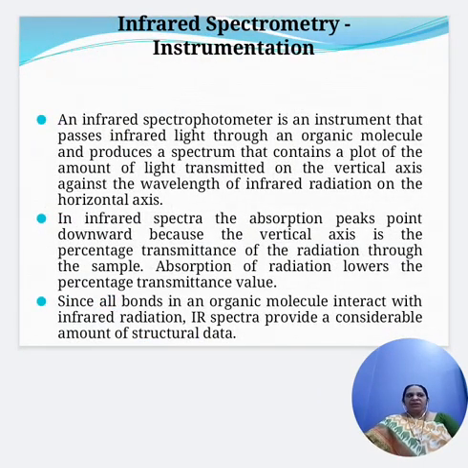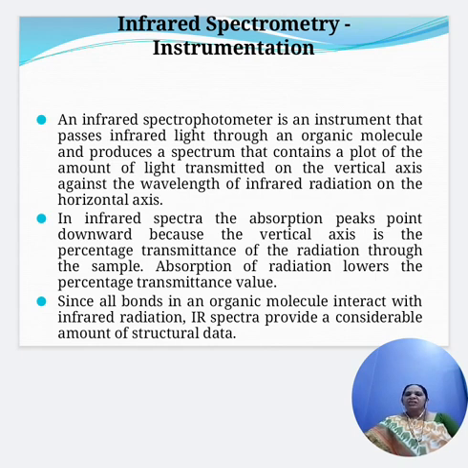Infrared spectrometry instrumentation: it is an instrument that passes infrared light through an organic molecule and produces a spectrum. When infrared light falls on a molecule present in a sample, it produces a spectrum that contains a plot of the amount of light transmitted on the vertical axis against the wavelength of the infrared radiation on the horizontal axis. From this spectrum, you can identify the molecule present in the sample.